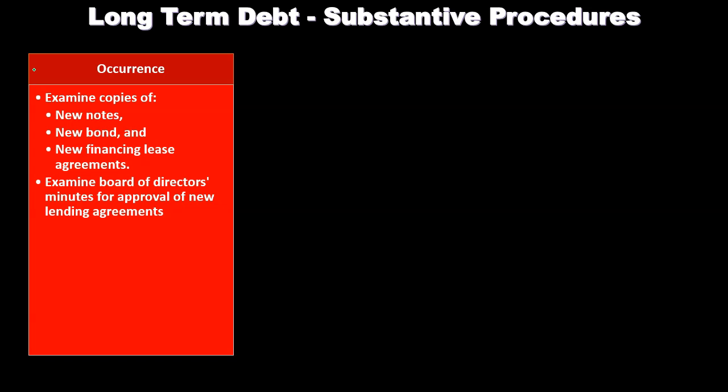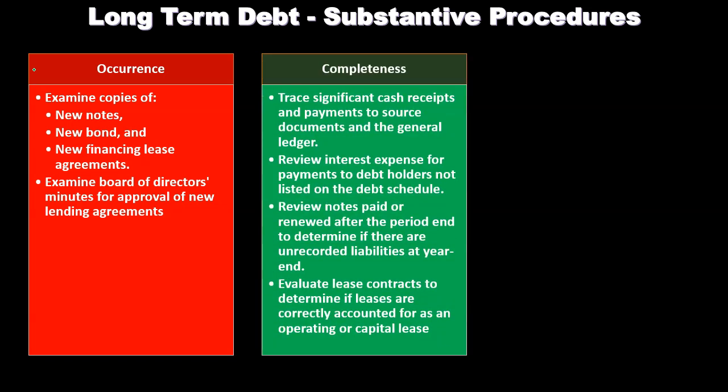So we'll go through the minutes and look through any kind of approval process with regards to the assertion of occurrence. And then we want to consider the completeness. And remember, with regards to occurrence, we're probably less concerned that there's going to be something that's on the books.